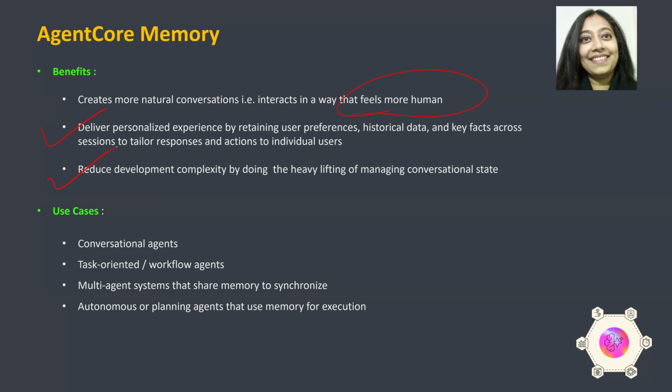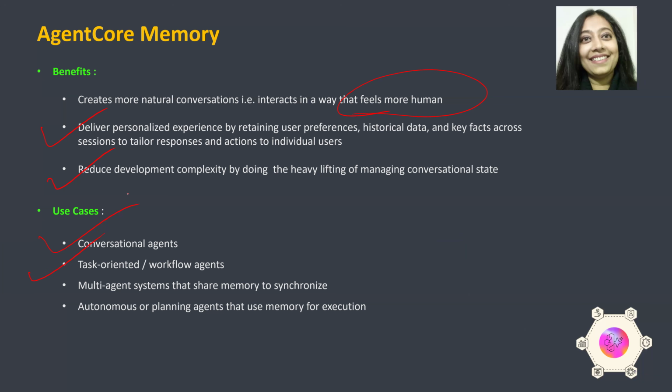What are some of the use cases? Of course, conversational agents, task-oriented agents or workflows. Remember, we also say, I remember you telling me this. Oh, I remember you told me that task. I'll get to it. I'm just not there right now, but I'll get to it. So we are task-oriented ourselves. We remember what we have to do. So basically, task-oriented or workflow agents.